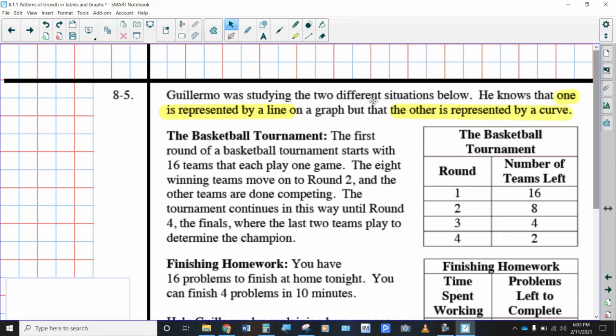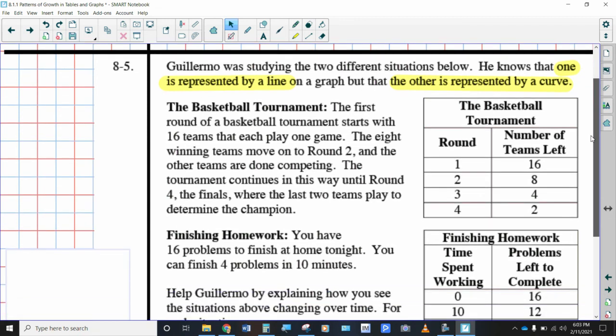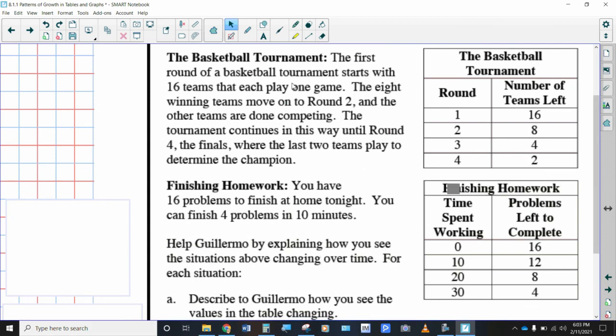Guillermo was studying the two different situations below. He knows that one is represented by a line on the graph, the other is represented by a curve. So I'm going to go through this really, really quickly for you.